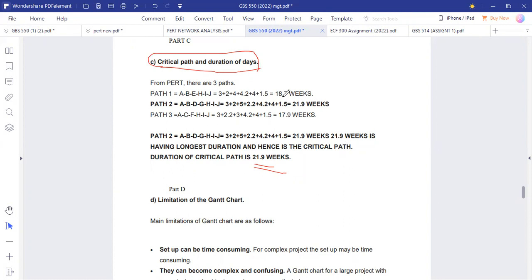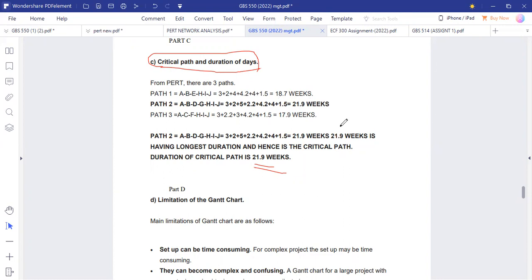All right. So among these, the first path we had 18.7 weeks. The other one is 21.9 weeks. The other one is 17.9 weeks. So among the various routes that we have, we check the one with the longest path.